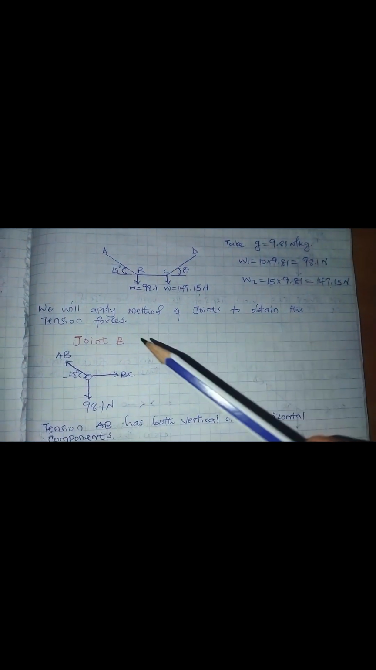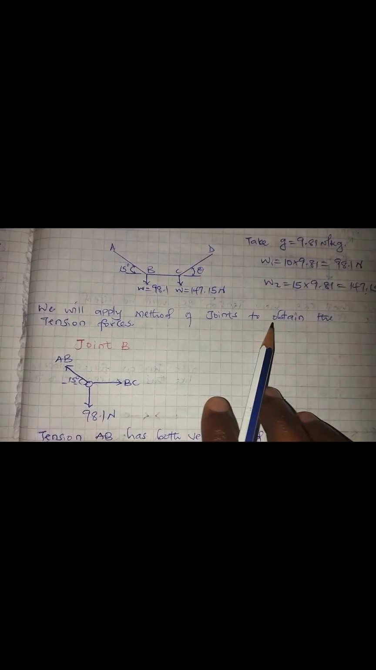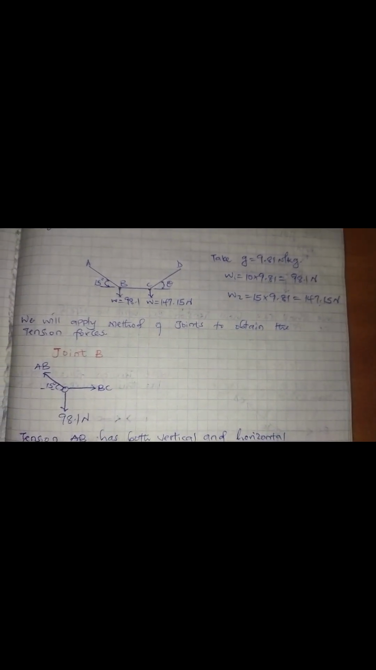Now we'll proceed to find the tension in our cables. It's very easy. We will apply the method of joints to obtain the tension forces in the cables. Here we have two joints. It's up to you to determine the one that you are going to begin with, but ideally you cannot begin from a point where you're going to work with two unknowns.